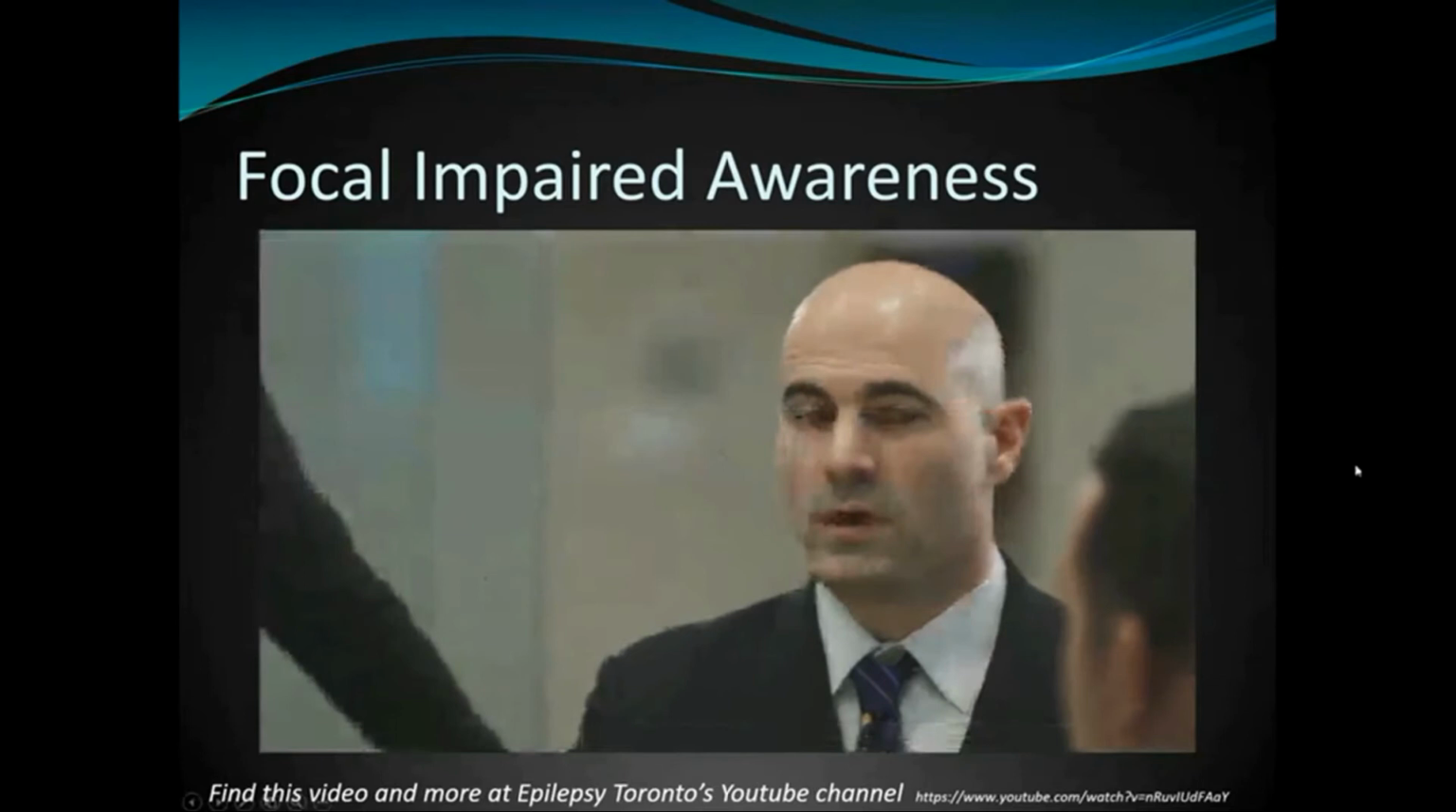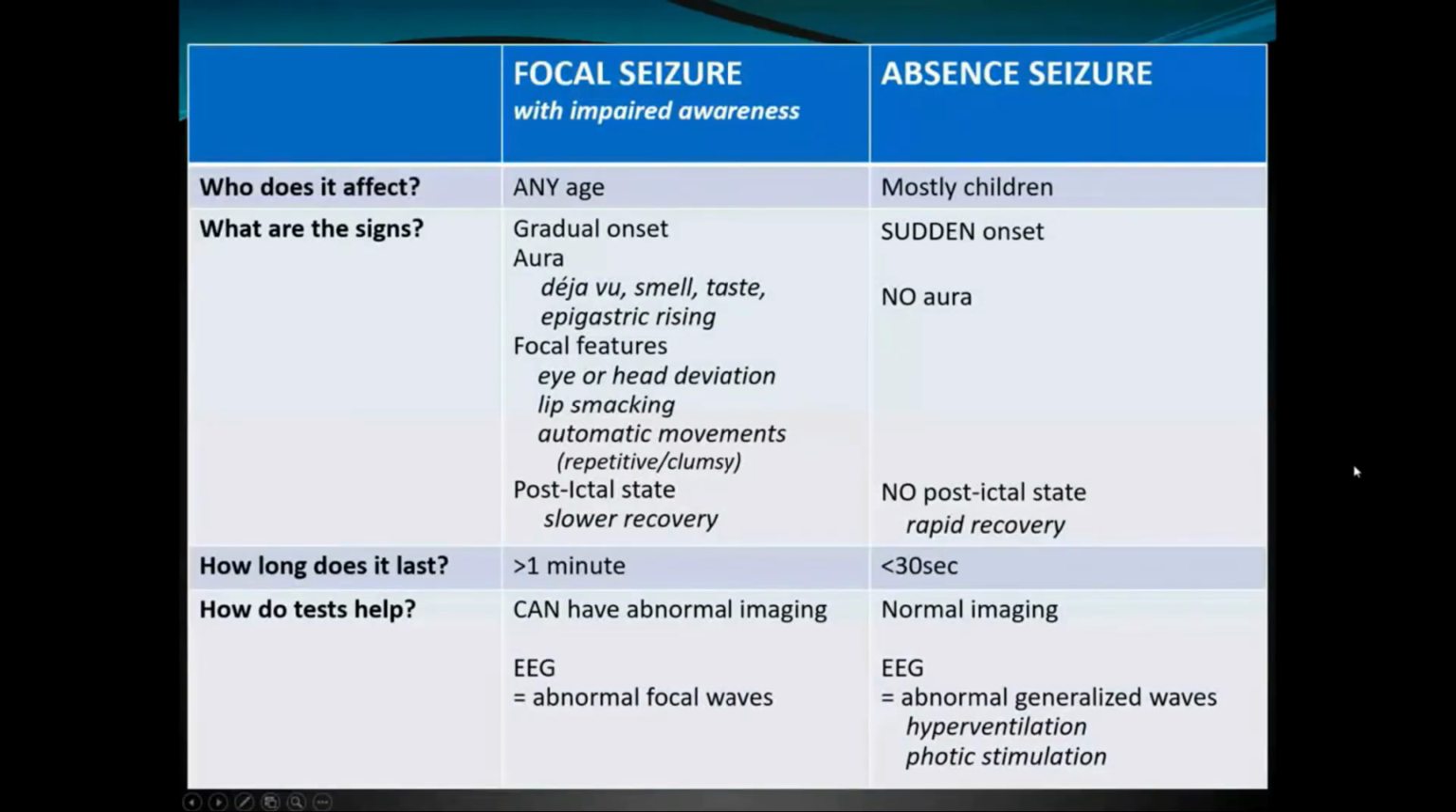So I just want to explore this kind of difference a little bit more. Focal onset seizures with impaired awareness versus absence seizures, all right? So focal onset seizures with impaired awareness can happen at any age, whereas absence seizures will often start in childhood or adolescence, and then may continue into adulthood.